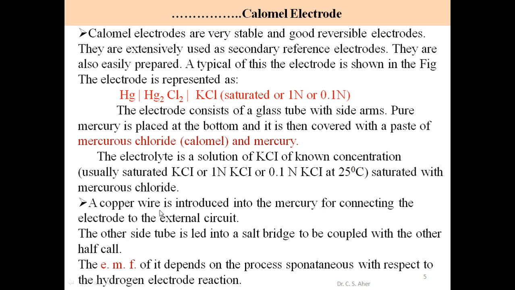The copper wire, as we saw in the figure, is introduced into the mercury for connecting the electrode to the external circuit. When we place this electrode in a circuit, we use this copper wire for connection. The other side tube leads into the salt bridge. This side glass tube is inserted in the salt bridge coupled with the other half cell. The EMF of it depends on the spontaneous process with respect to the hydrogen electrode reaction.